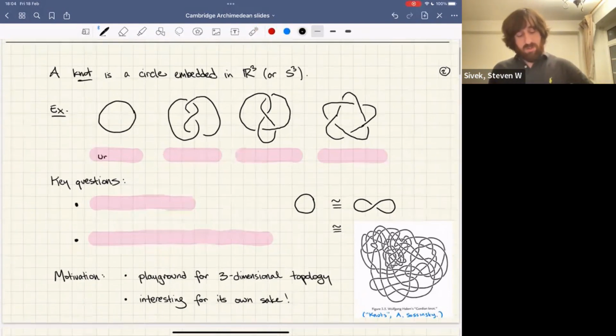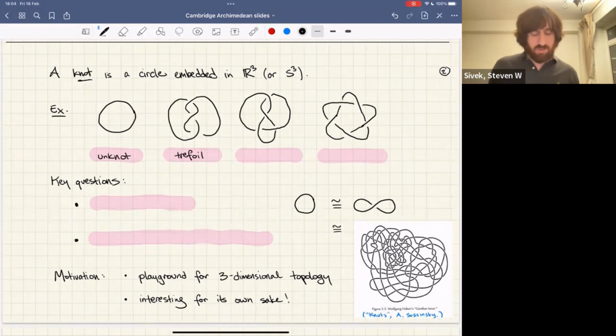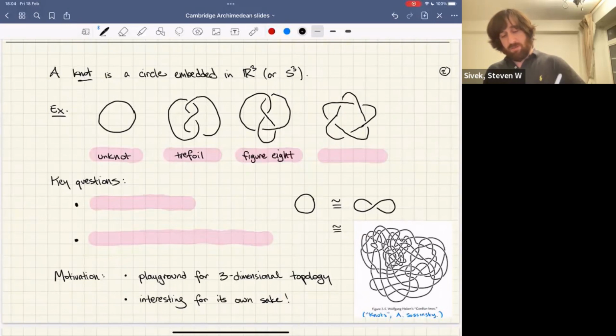So we might call these the unknot. This one is a trefoil, which is also the name of, I guess, a three-leaf clover. It's supposed to maybe somehow be reminiscent of that. This one is called, suggestively, the figure 8. You can sort of see it right there. But if you trace around, it is one unbroken circle.